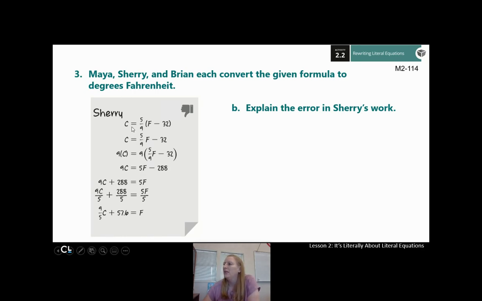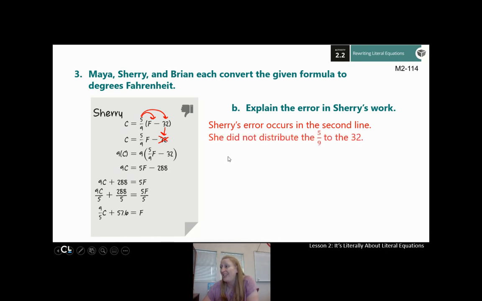So it looks like the parentheses disappeared, like she should have factored, but it looks like she only distributed to the F. She did not distribute to the 32. Oh no! So Sherry's error occurs in the second line. She forgot to distribute the 5/9 to the 32. Sorry, Sherry.